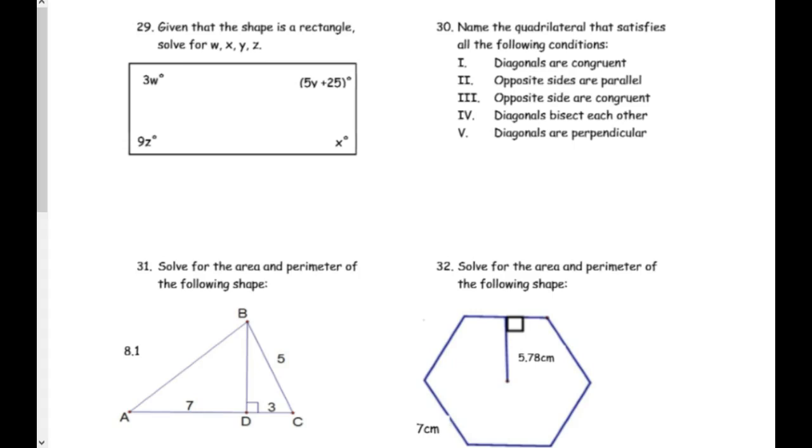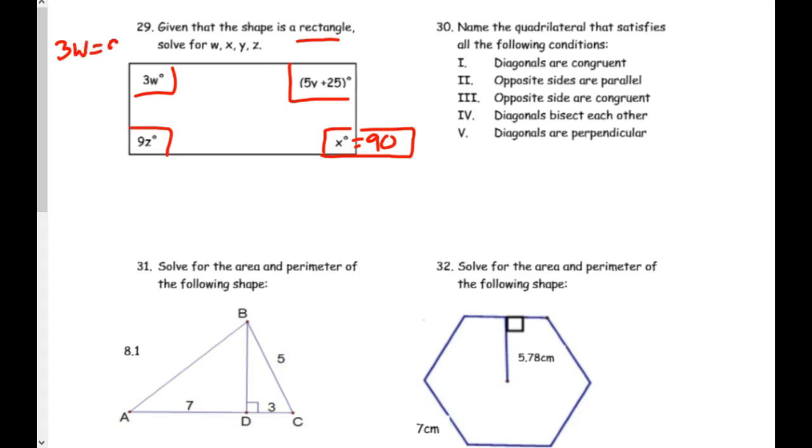Alright, given that the shape is a rectangle, solve for w, x, y, and z. So again, rectangle, every one of these is a right angle. Set them equal to 90, so x equals 90. That's it. Easy.